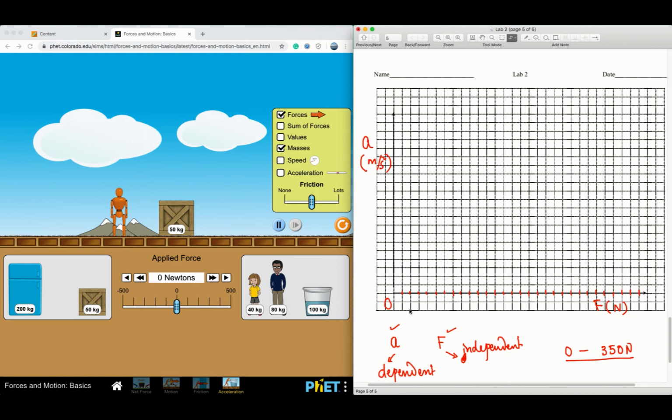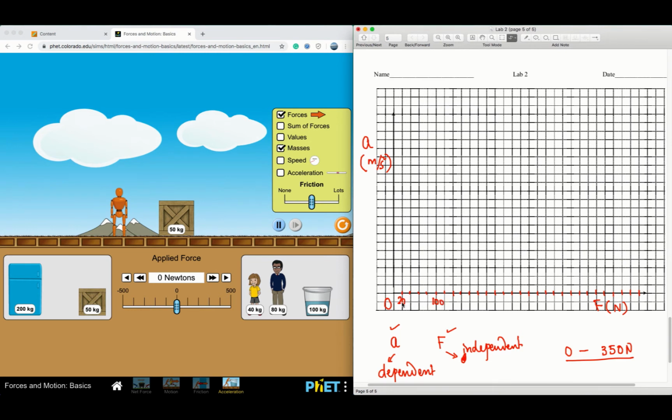That means we cannot use one scale equal to 10 newtons. That means we can use one scale equal to, let's say, 15 newtons or 20 newtons. Let's say 20 newtons. That means 5 divisions would be 100. So 1, 2, 3, 4, 5. So this is 100 newtons.